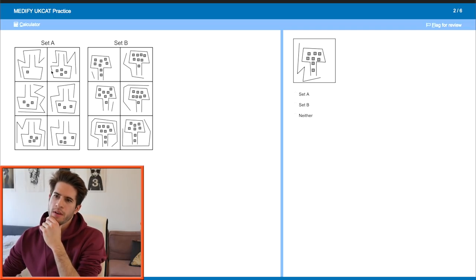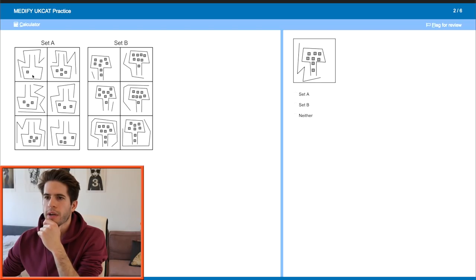All right, set A and set B. So this is a very oddly shaped set of patterns. Okay, so let's look at the gray squares. 1, 4, 3, 3, 4, 4. Okay, and here we have 2, 4, 6, 8, 2, 4, 6, 8, 2, 4, 6, 8. Okay, so there's always 8 gray things here.